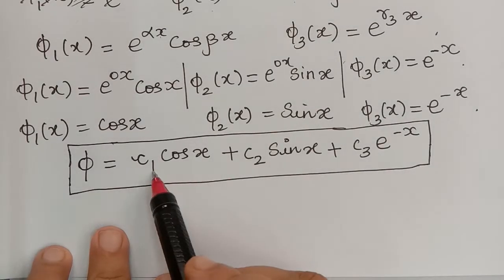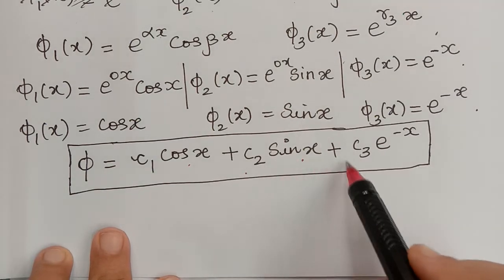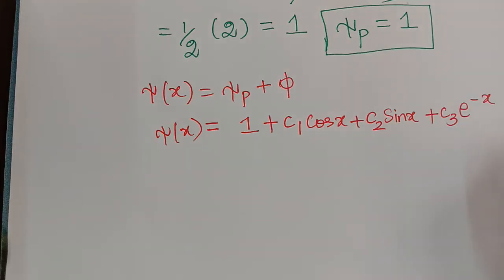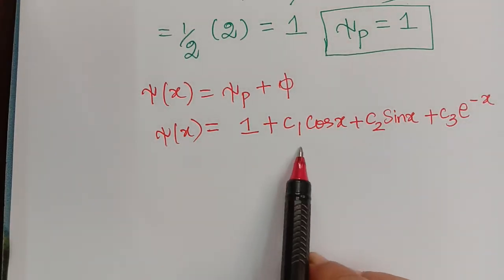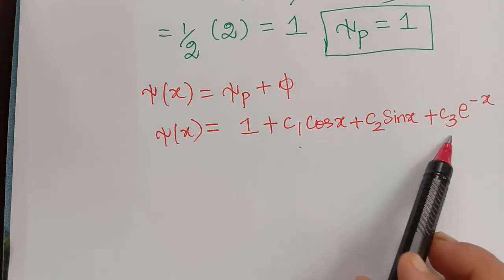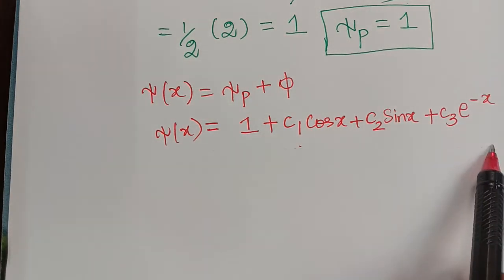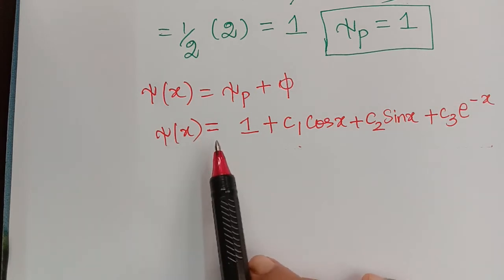So phi is equal to c1 cos x plus c2 sin x plus c3 e power minus x. So we have to substitute this. So let us do that here. After substituting, we obtain this: 1 plus c1 cos x plus c2 sin x plus c3 e power minus x. So this is the most general solution xi of x.